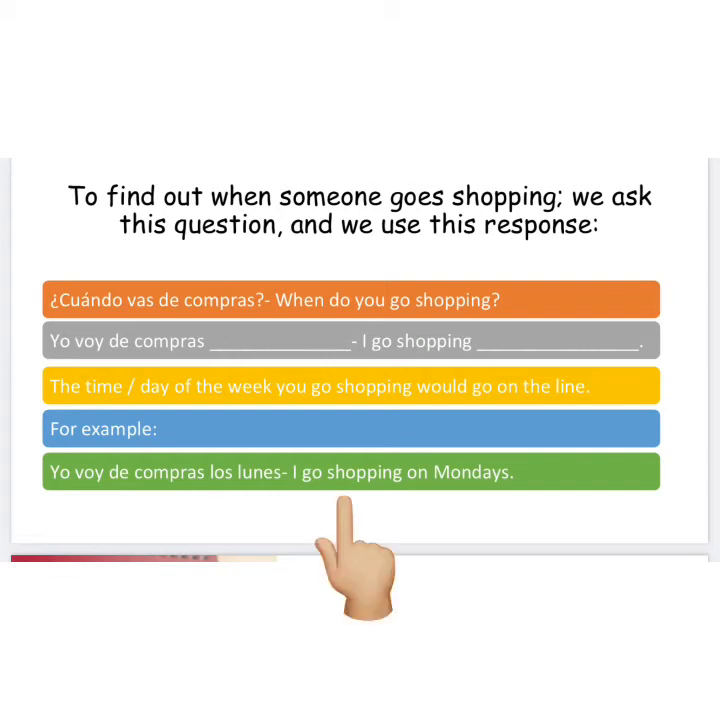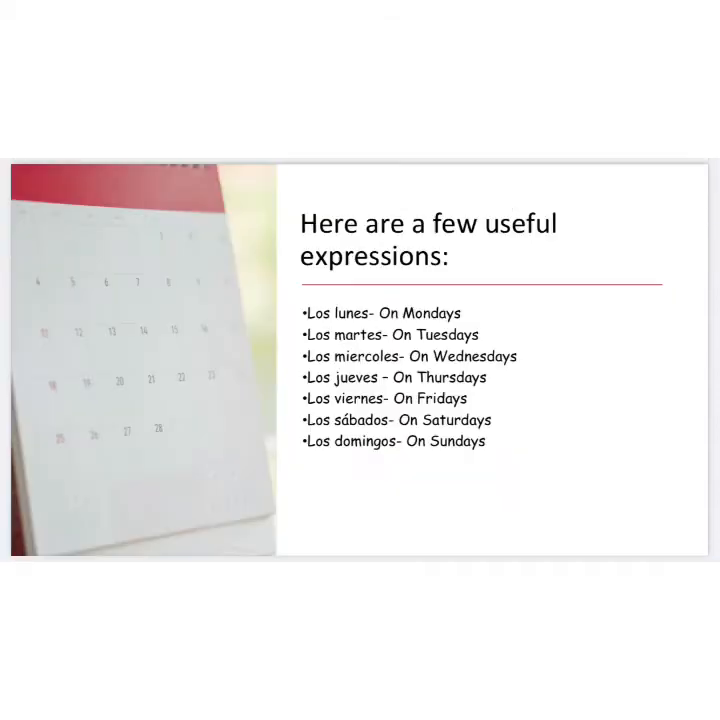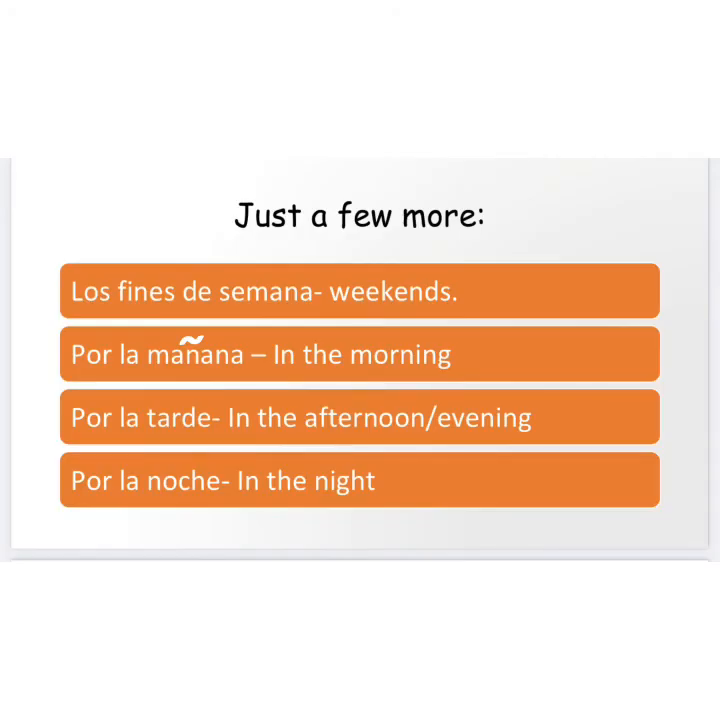Yo voy de compras los lunes, meaning I go shopping on Mondays. So let's look again. To find out when somebody goes shopping, what do we ask? ¿Cuándo vas de compras? Y para responder, yo voy de compras, and then you put when. So here are a few useful expressions. So you could say los lunes, los martes, los miércoles, los jueves, los viernes, los sábados, or los domingos. We also have a few more. Los fines de semana, por la mañana, por la tarde, y por la noche.